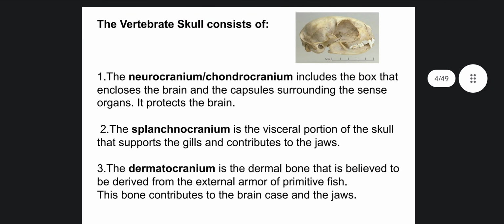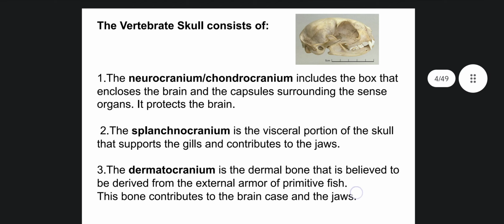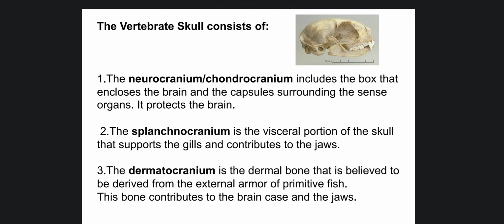Now what about the skull? As we are talking about chondrocranium, the skull is present in all higher vertebrates. You can see even in the picture, one of the skulls of a vertebrate is shown there. The chondrocranium includes the cranial box, which encloses the brain and the capsules surrounding the sense organs, which protect the brain. So any injury from external sources, any jerk, any shock from external sources, may be absorbed and protected by this chondrocranium.